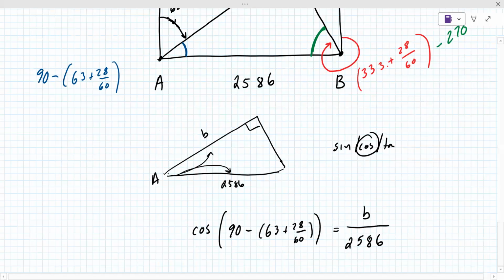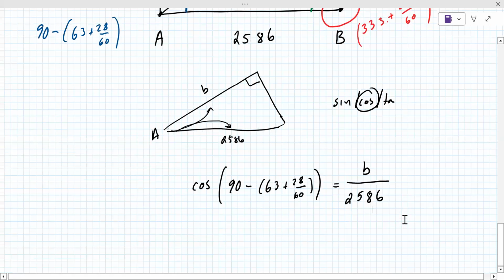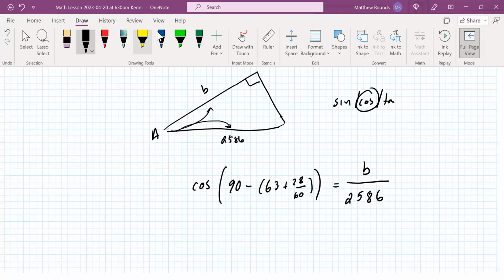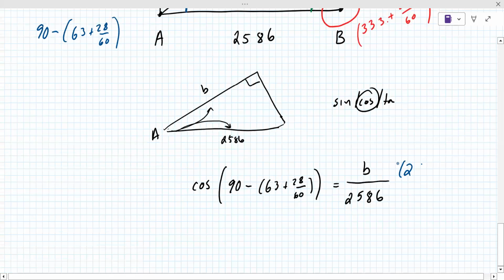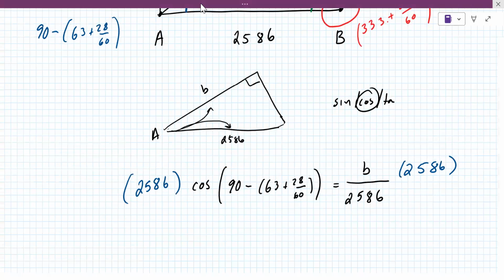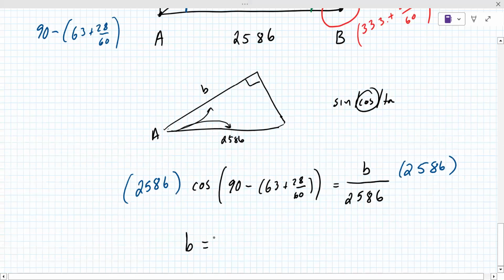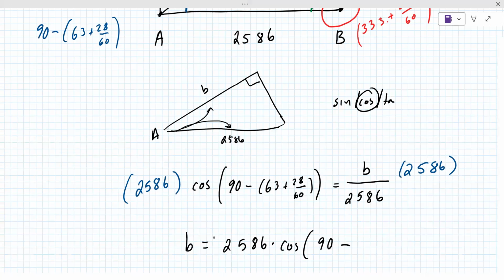2,586. I know this looks awful, but you would just go to the calculator and get that number. Your ultimate goal is to solve for B. You have to clear out this division by 2,586, so you multiply both sides by 2,586. And that's what goes in your calculator. B is 2,586 times the cosine of this awful thing here.